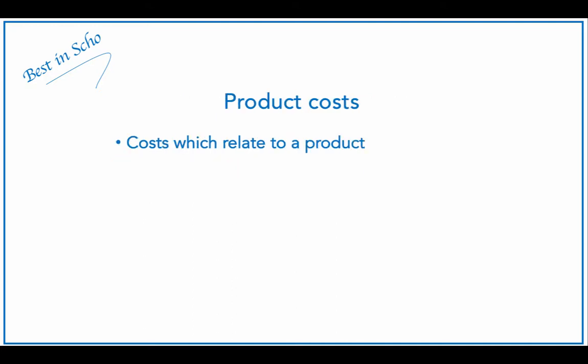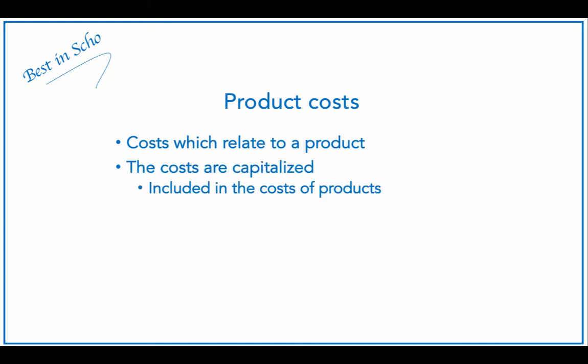Okay, so here's a quick overview of product costs. Simply stated, product costs are the costs which relate to a product. Materials and labor directly involved in production are two types of product costs which are easy to understand. Overhead is another type of product cost which is much trickier to comprehend. We will come back to that shortly.